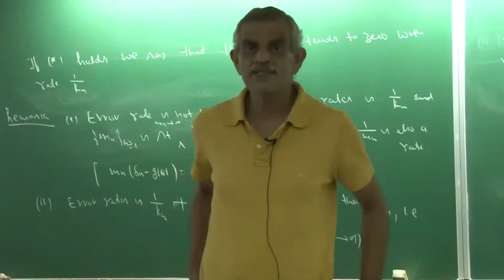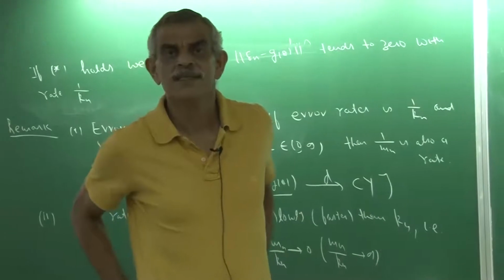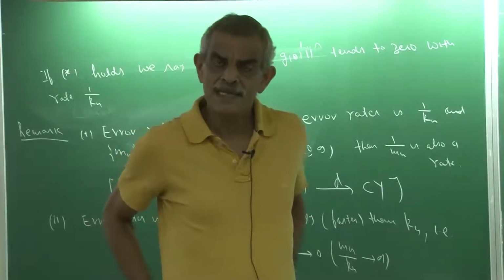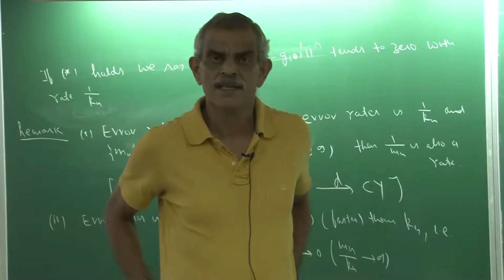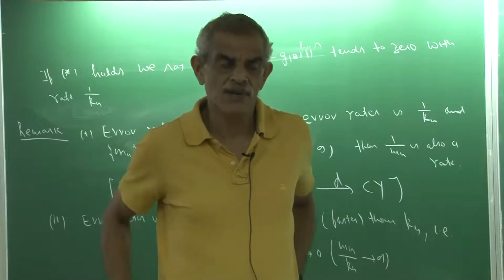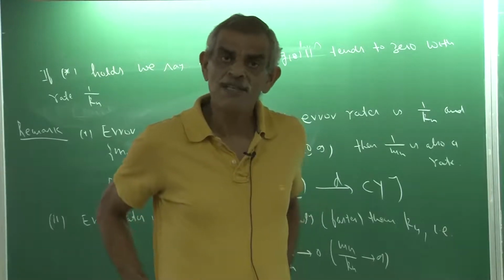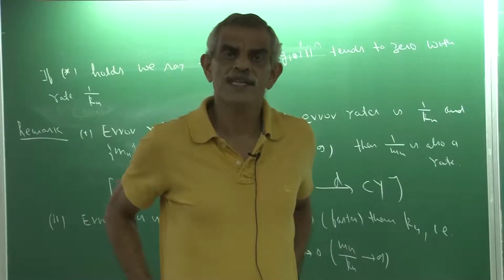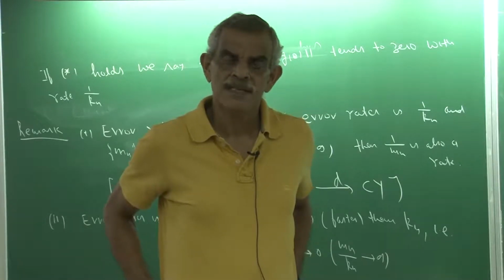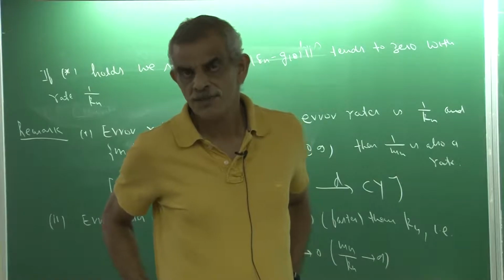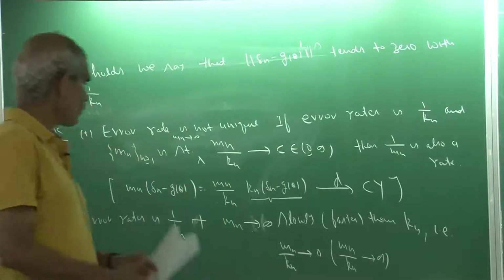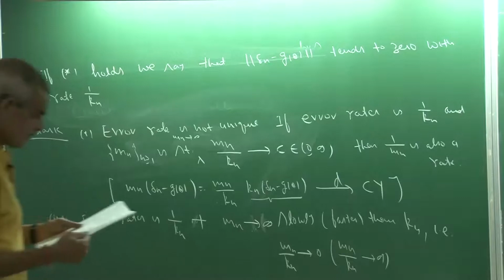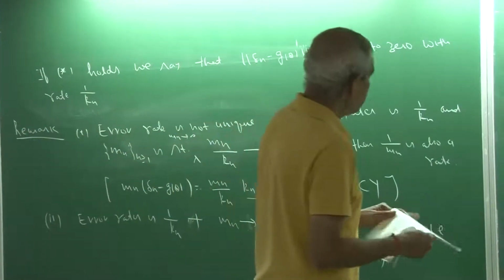So what it suggests is, if delta n is consistent for g theta and delta n has a rate Kn, or error rate is 1 upon Kn, and if Mn goes to infinity slower than Kn, then the error rate is also 1 upon Mn. Okay, so this is the one.